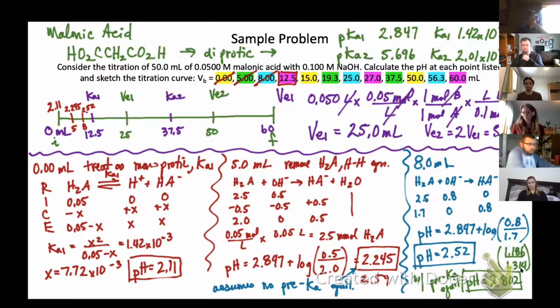What's 1.314 plus 0.8? It should be 2.114. So that 2.114 is actually the value that goes here. Okay, that makes sense then.